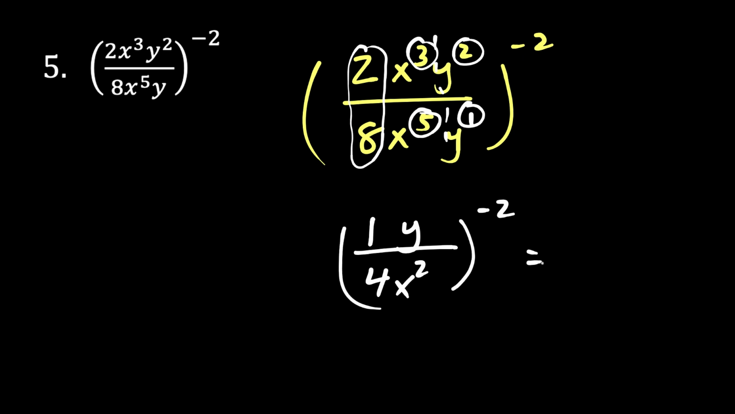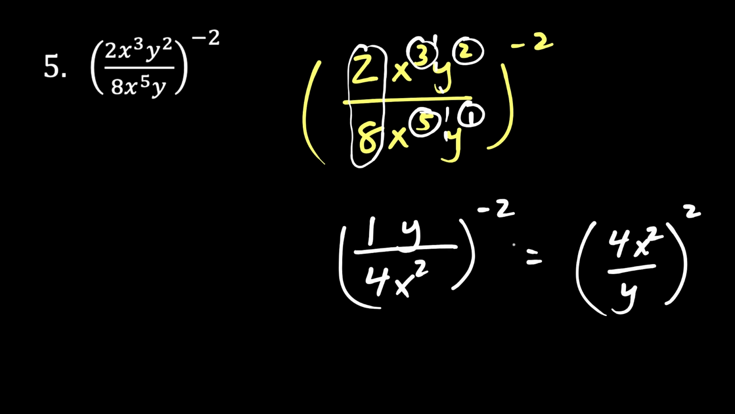This is where we get to use the rule: when you have something to a negative exponent, you can make it a positive exponent. Let's go ahead and do that, as long as we flip the fraction, we find the reciprocal. So this is going to be 4x squared over y. Now I'm not dealing with that negative exponent.